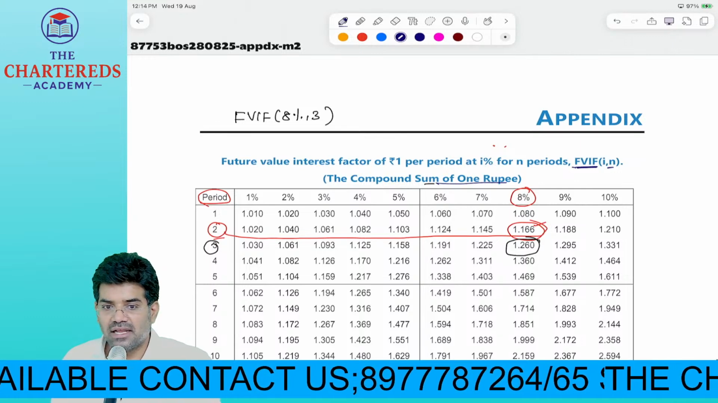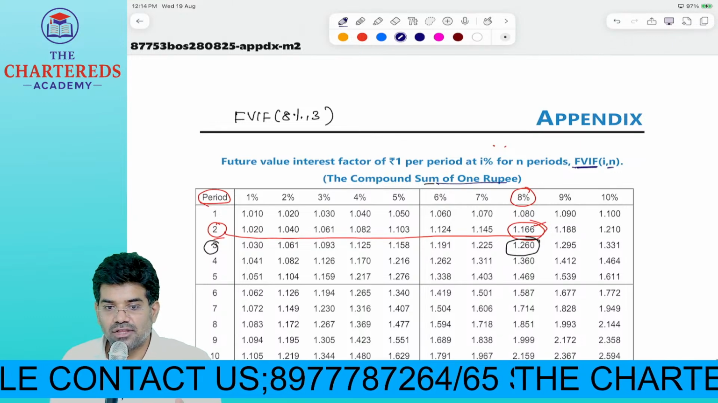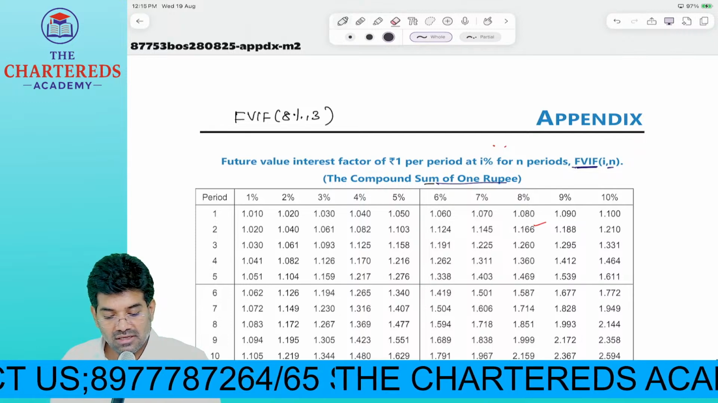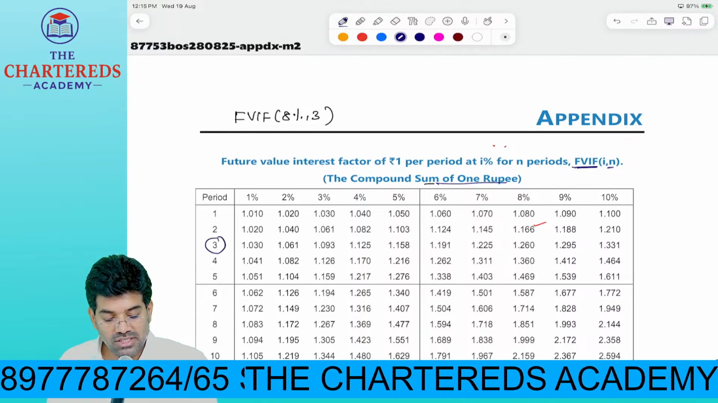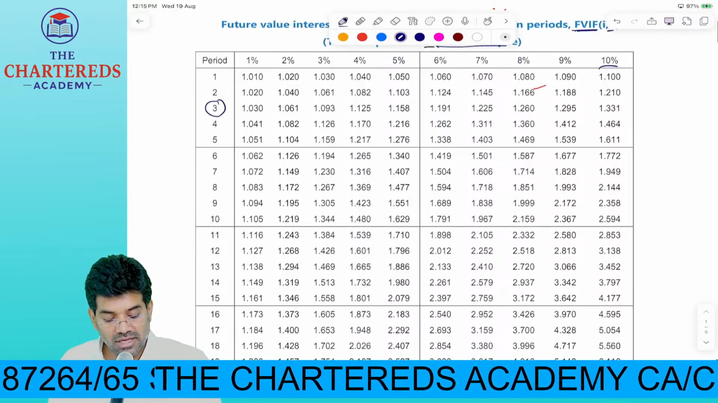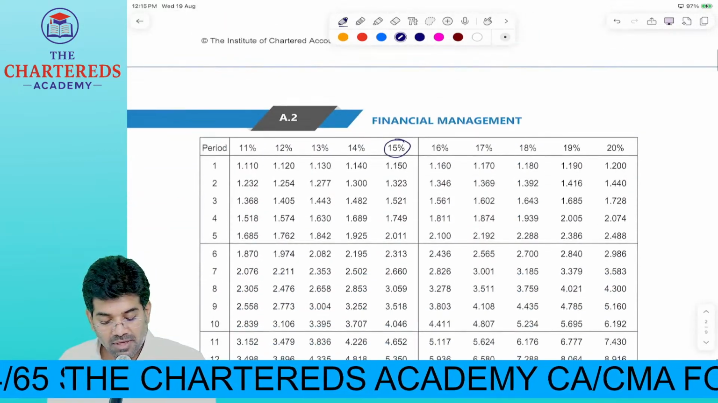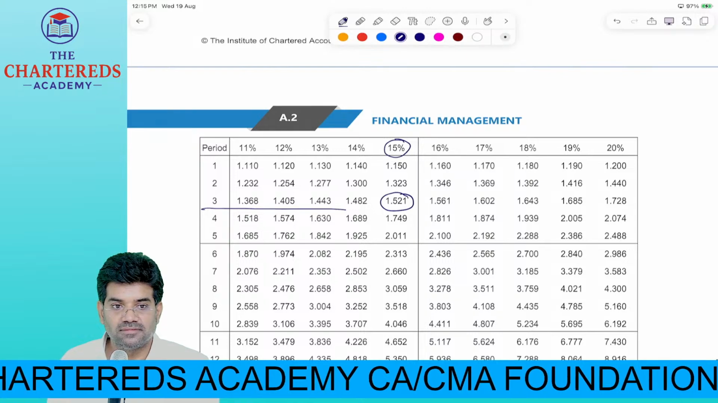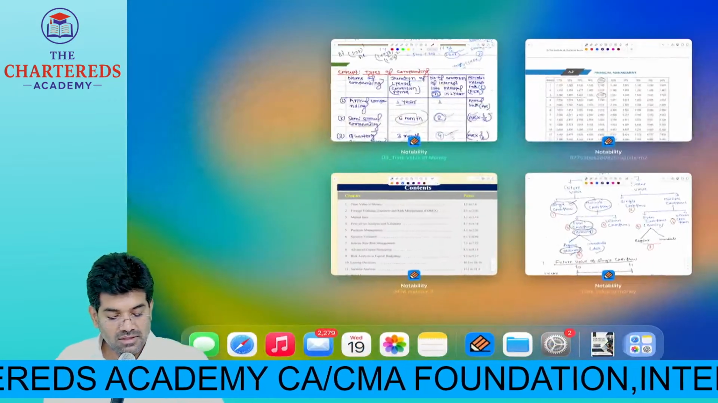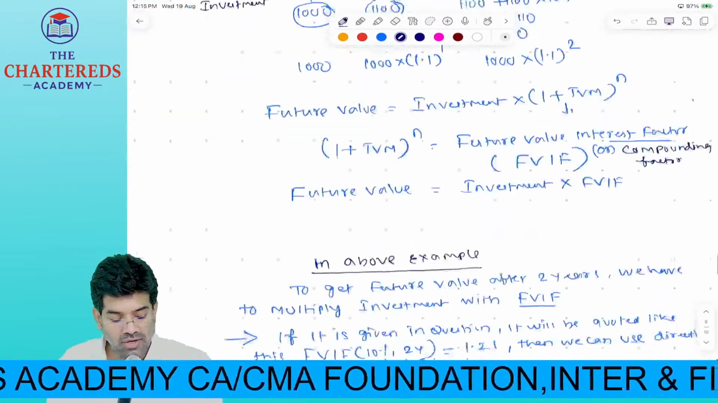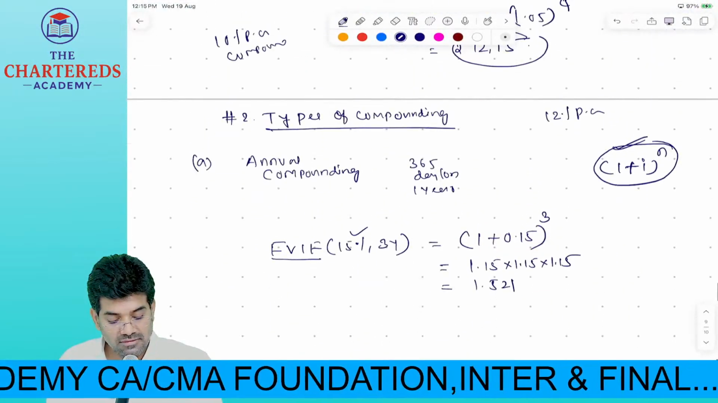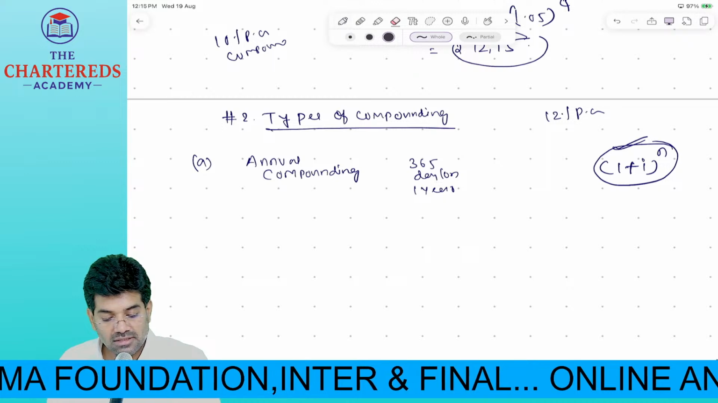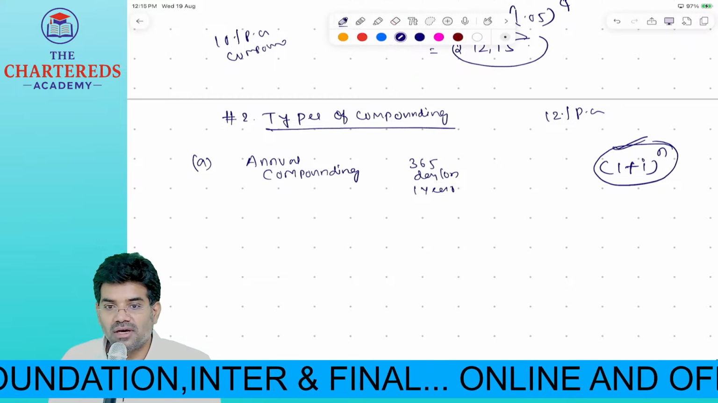ఇప్పుడు మనం తీసుకున్న ఎగ్జాంపుల్ ఏంటి? 15%. హౌ మెనీ ఇయర్స్? 3 years. ఎంత వచ్చింది మనకు ఆన్సర్? సో వీ హ్యావ్ టు లుక్ ఎట్ పీరియడ్ ఫస్ట్. హౌ మెనీ ఇయర్స్? 3 years. వాట్ ఇస్ ద రేట్ ఆఫ్ ఇంట్రెస్ట్ వీ హ్యావ్ టేకెన్? ఇక్కడ 10% వరకు ఉంది. నెక్స్ట్ పేజ్లో ఉంటుంది. 15%, 1.521 అంతేనా? సో ఇక్కడ మనకి కాంపౌండింగ్ అనేది యాన్యువల్ కాంపౌండింగ్ జరిగింది, అంతేనా? ఎస్. సో యాన్యువల్ కాంపౌండింగ్ జరిగినప్పుడు మనకి ద ఫార్ములా ఇస్ సేమ్ ఓన్లీ (1 + i)^n.